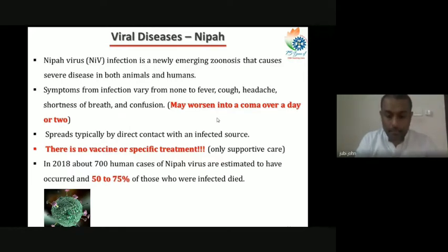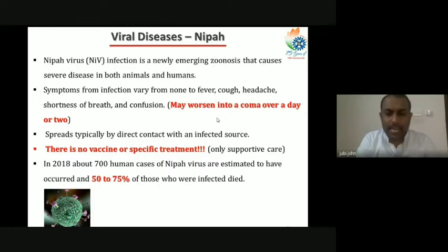The thing is that the Nipah virus infection in humans has a range of clinical presentations. In a few people there won't be any symptoms at all, but in some cases it can develop into an acute respiratory syndrome and fatal encephalitis.